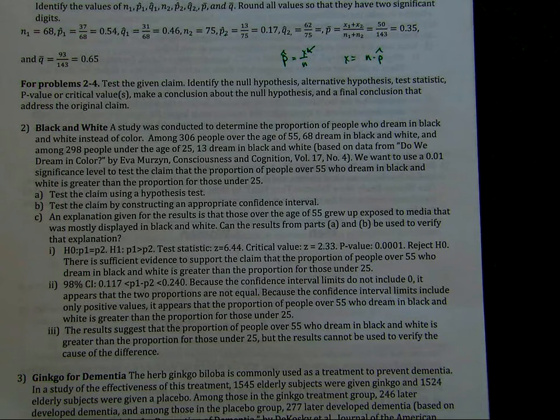Now you might be thinking, why would you test this? Well, it's just seeing how you were raised. The age demographics of maybe 55 had more black and white TVs when they were younger. So they might dream more likely in black and white. So that's one of the things that might be thinking here.